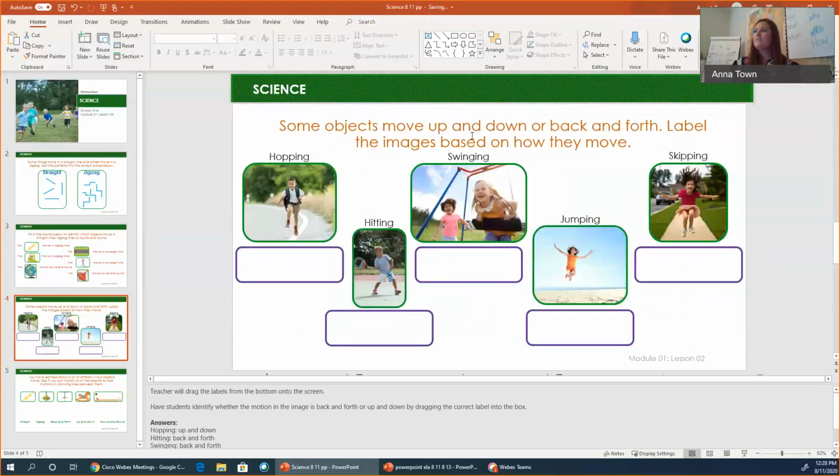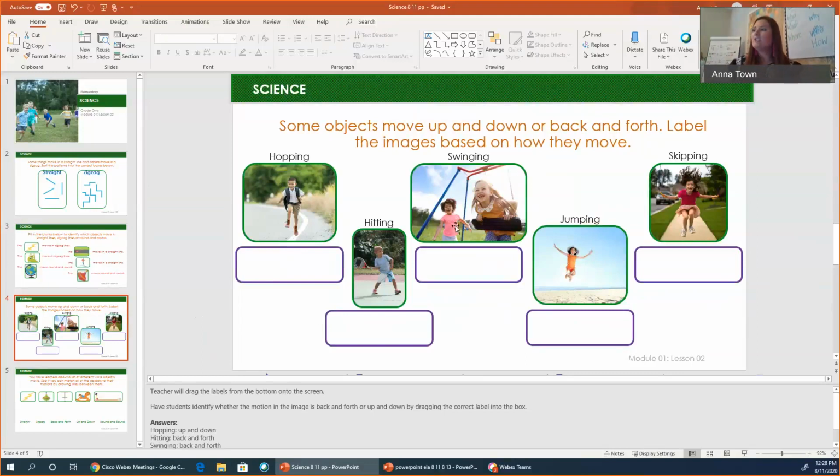Here are some objects that move up and down or back and forth. So up and down, think of jumping, back and forth. Think of a rocking horse. We are going to say how they move. Hopping, is that up and down, back and forth? It's up and down. Hopping is an up and down movement. Okay, hitting. Is it back and forth or is it up and down? Hitting is back and forth.